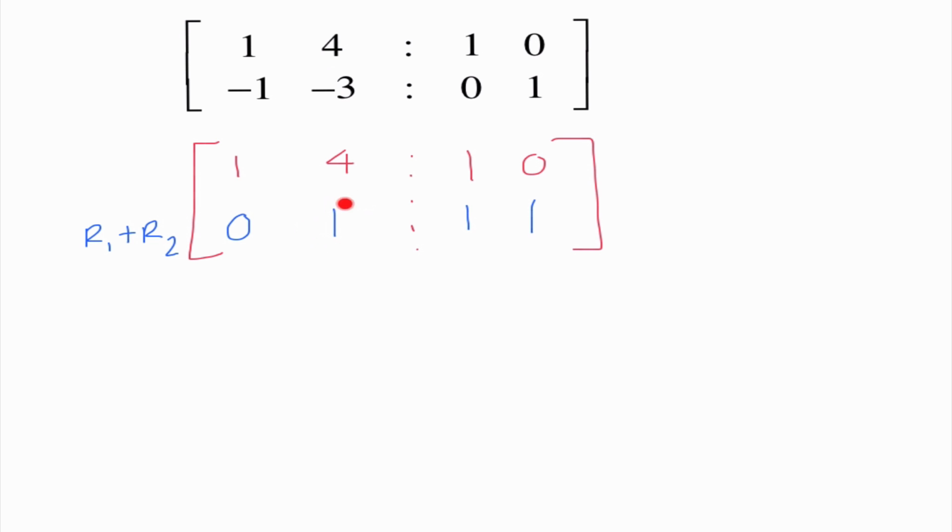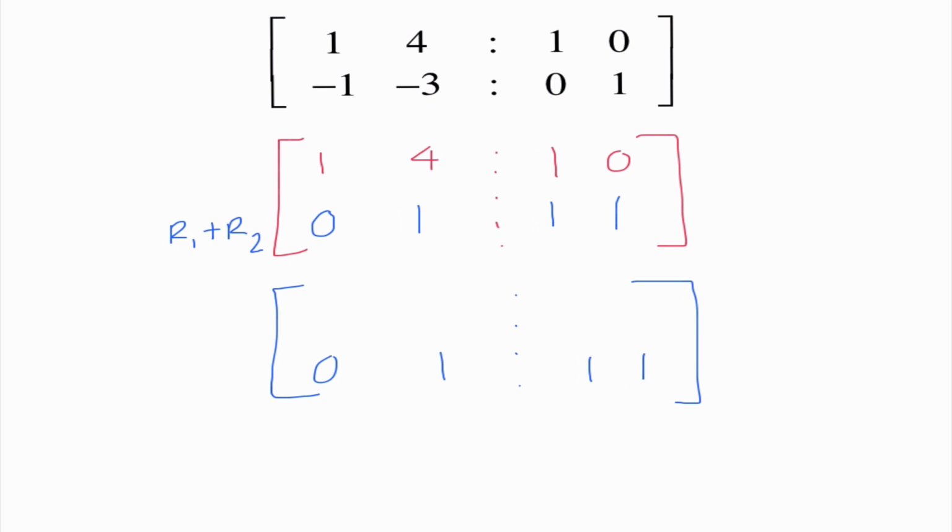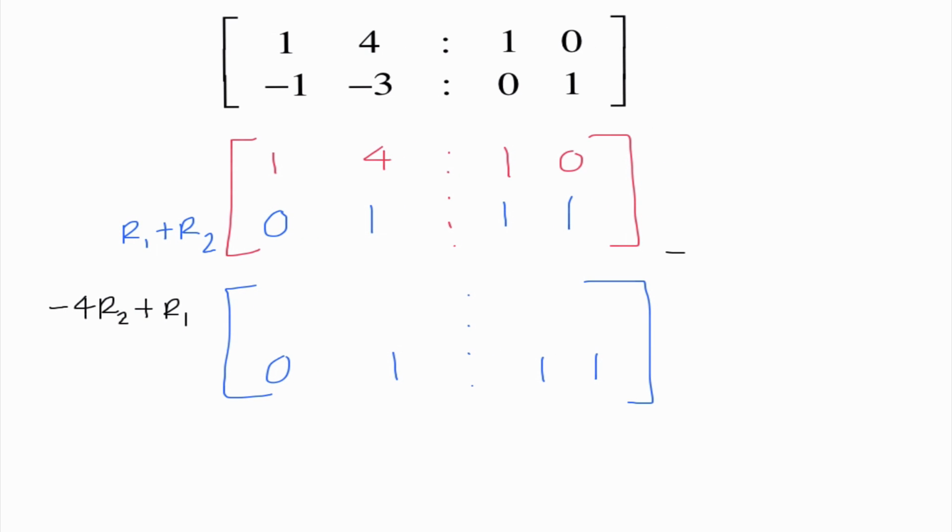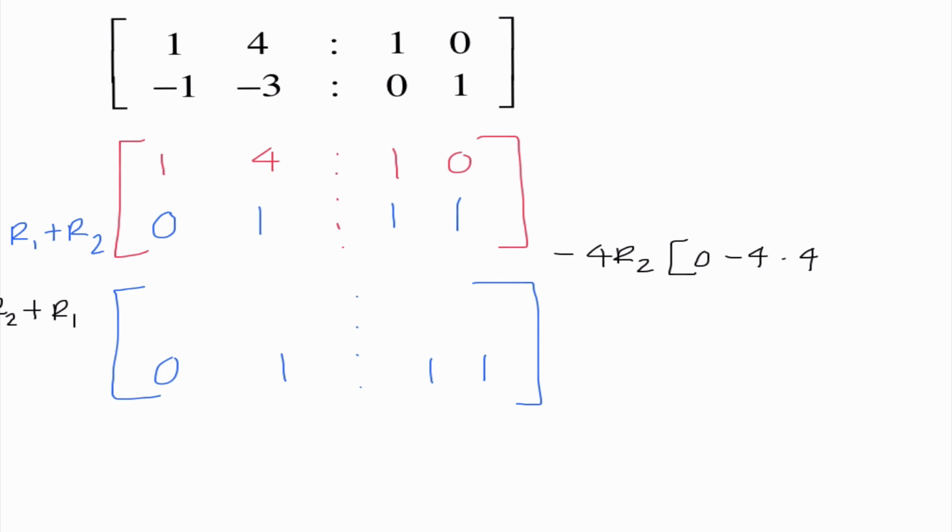Now I'm moving on to column 2. I already have a 1 here, so I'm good. I need to make this into a 0. So I'm going to rewrite that second row because that's good to go. To get rid of this 4, I could do -4 times row 2 plus row 1. Off to the side, I'm going to write -4 times row 2 just because that helps me out, and I get 0, -4, -4, -4. So 0 plus 1 is 1. -4 plus 4 is 0. -4 plus 1 is -3. -4 plus 0 is -4.